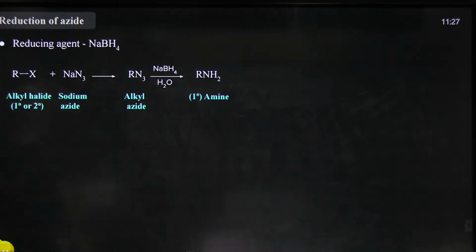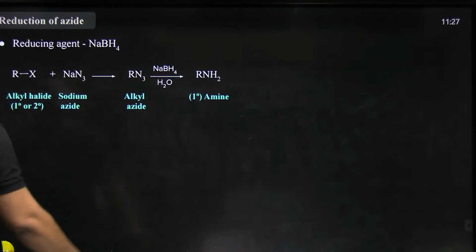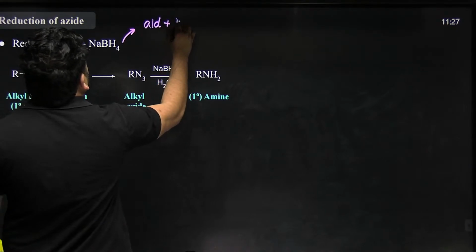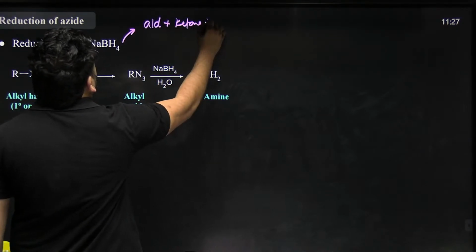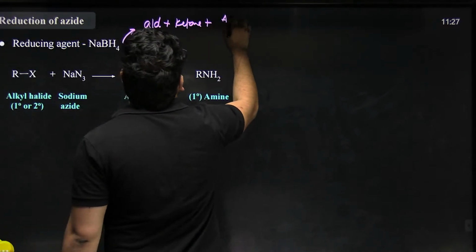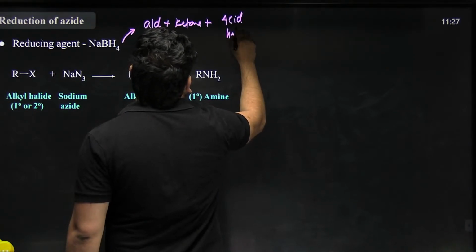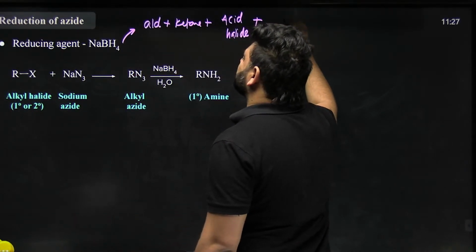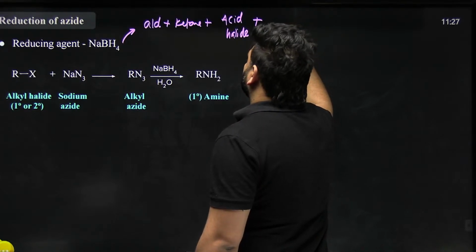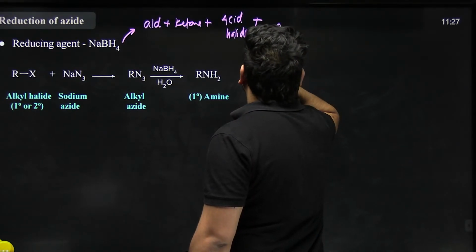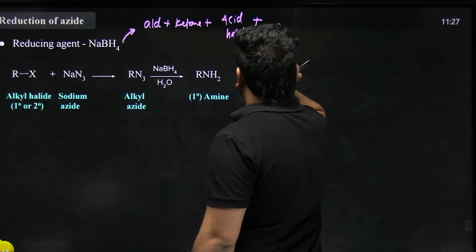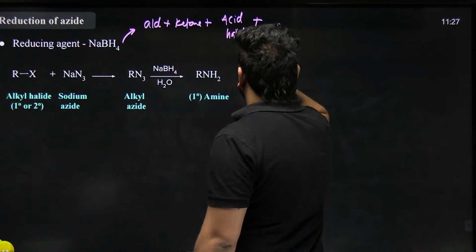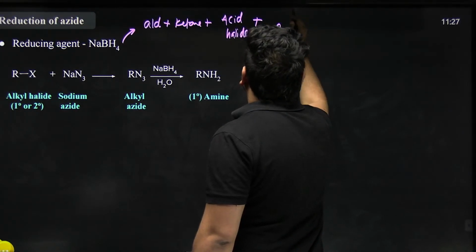Next reducing agent is NaBH4. We already have learned about NaBH4, that it reduces aldehydes and ketones, but not carboxylic acids. And then we also had acid halides. And one more thing you can reduce is azide, which is also being reduced here, right?